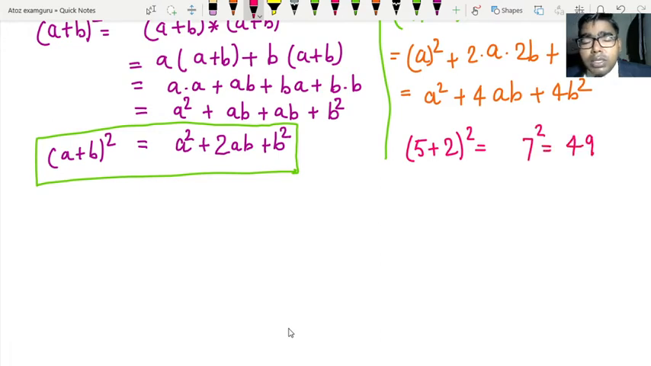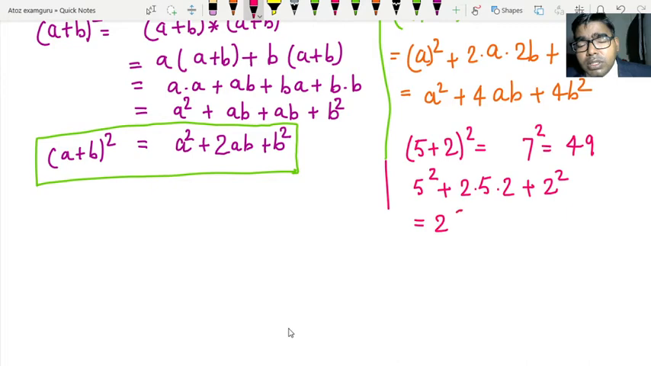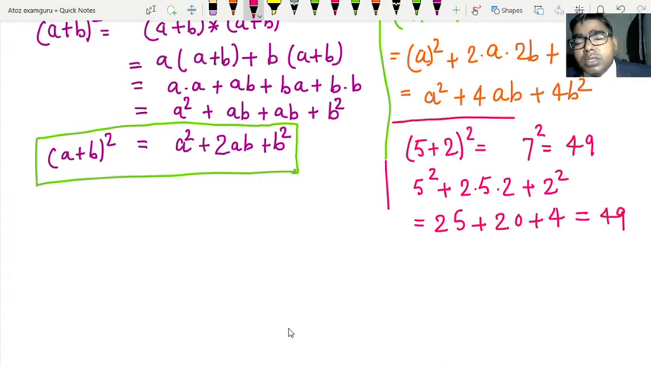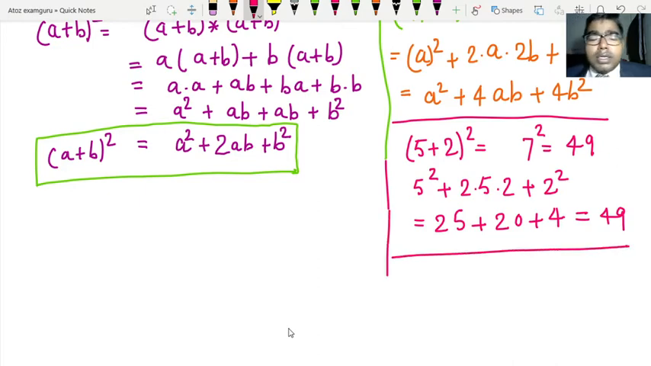is 49. But you can use it like this also: 5 square plus 2 into 5 into 2 plus 2 square, and this can be written as 25 plus 2 into 5 is 10, 10 into 2 is 20, plus 4. If you add all these, this will give you 49. So friends, I hope that these two examples are enough to clear your understanding, right? And now move to the next formula.